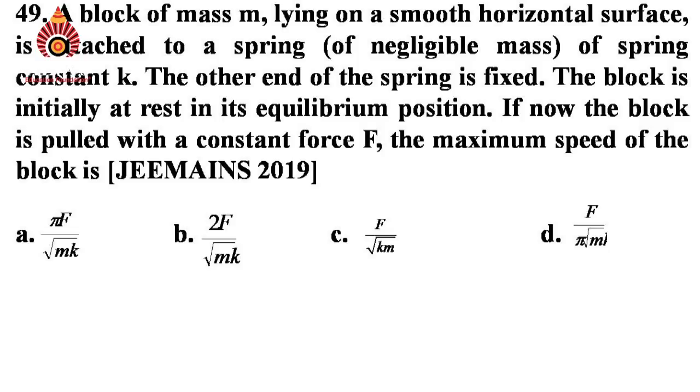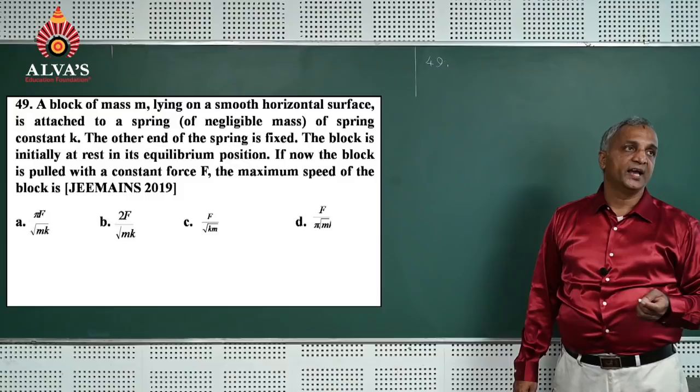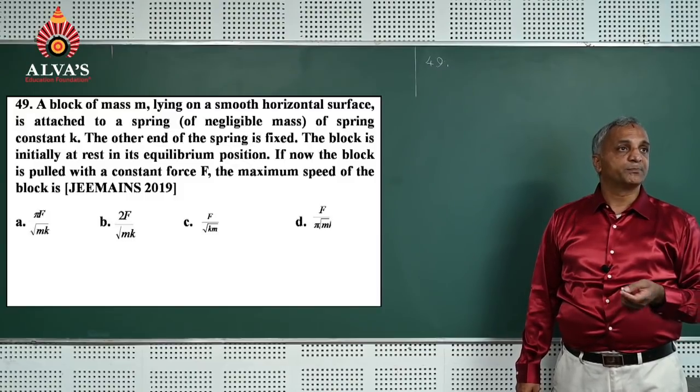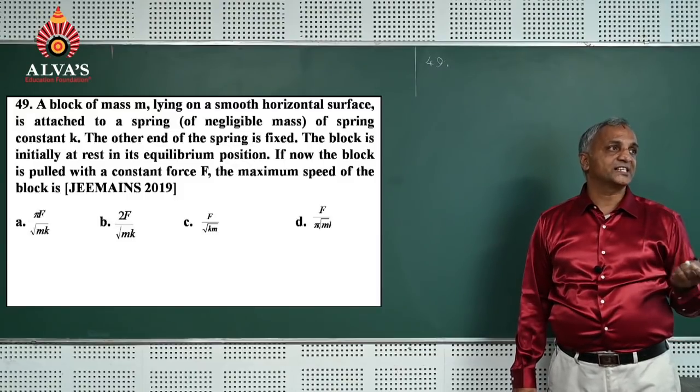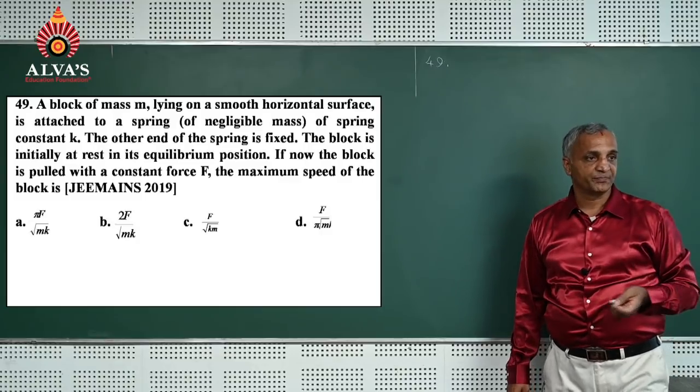Question number 49. A block of mass m lying on a smooth horizontal surface is attached to a spring of negligible mass and spring constant k. The other end of the spring is fixed. The block is initially at rest in its equilibrium position. If now the block is pulled with a force F, the maximum speed of the block is.